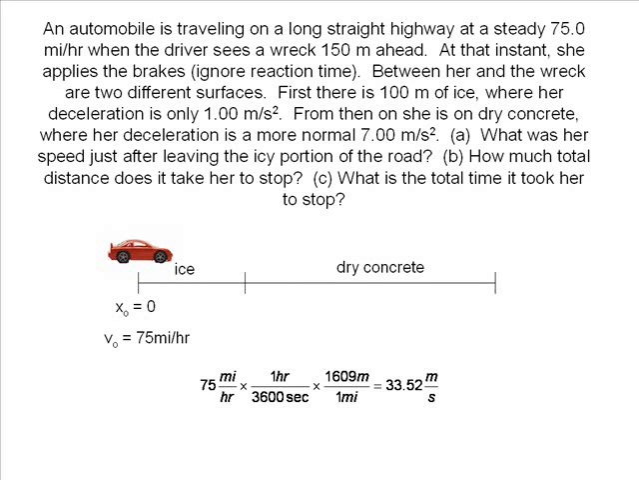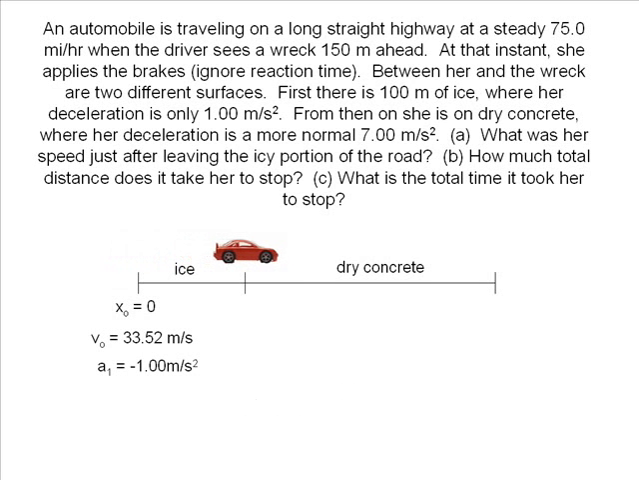Since all of our other information is in meters and seconds, we will convert the initial velocity into meters per second. The initial velocity is 33.52 meters per second. Now we want to look at the first part of the trip over the ice. The deceleration of the car is -1 meter per second squared, and we know the car travels 100 meters. We don't know the final velocity or the time it takes to cover the 100 meters.